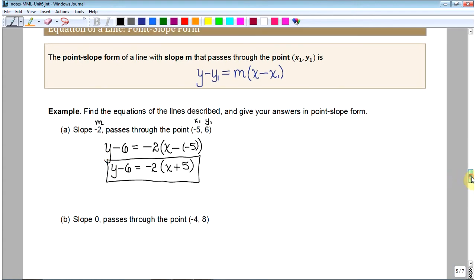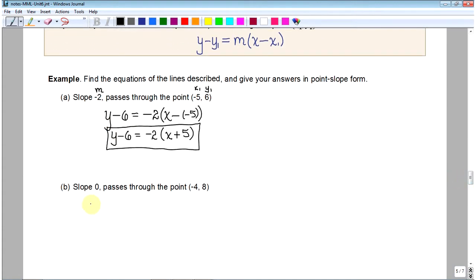Okay, going on to part B. We have our slope of 0, and we're told that it passes through the point -4, 8. So that's my x1 and my y1. Now you might remember that if we have a slope of 0, that's one of the special forms of a line. It looks a certain way. But let's go through our same steps for finding the equation of our line.